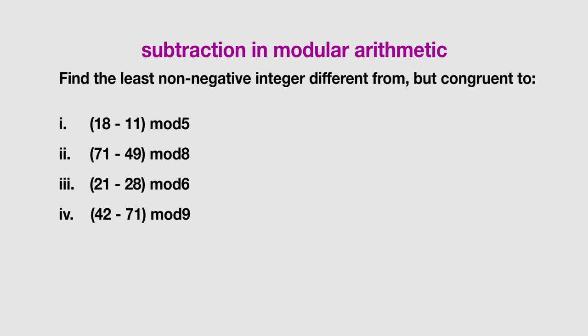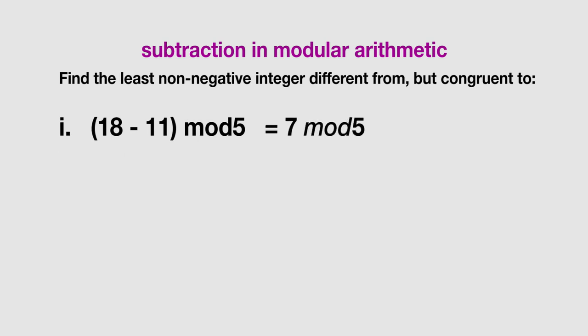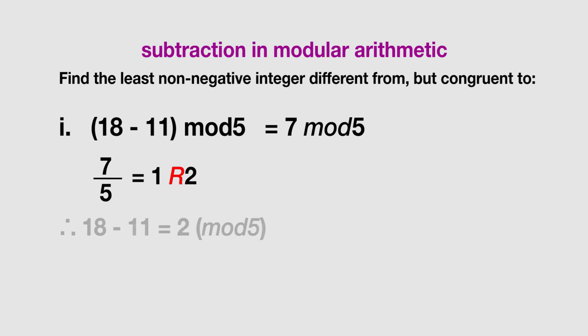So 1. 18 minus 11 mod 5. We subtract the two numbers and we get 7 mod 5. Now we have to reduce the 7. So we'll divide 7 by 5. That gives us 1 remainder 2. Therefore, 18 minus 11 is equal to 2 mod 5.